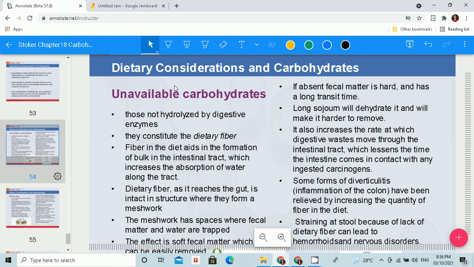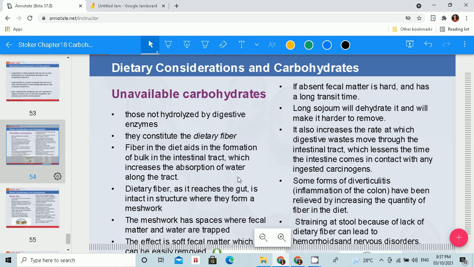Because fiber acts as a meshwork, and then it traps other toxins and water in our body. So those things are undesirable, and in effect, our body will be cleansed, and also we can defecate because we have enough fibers.